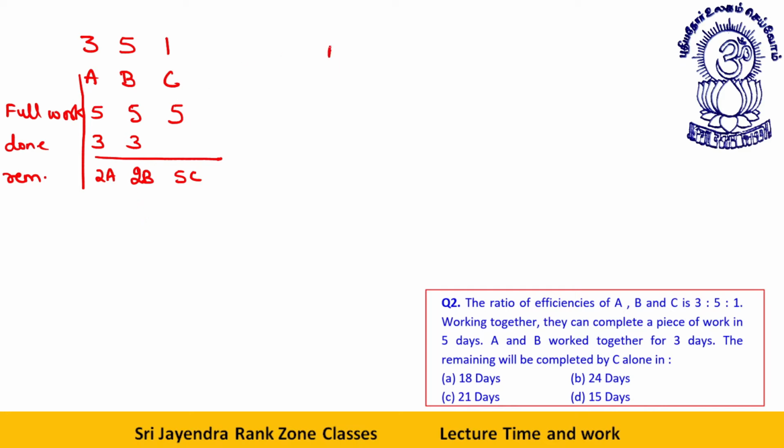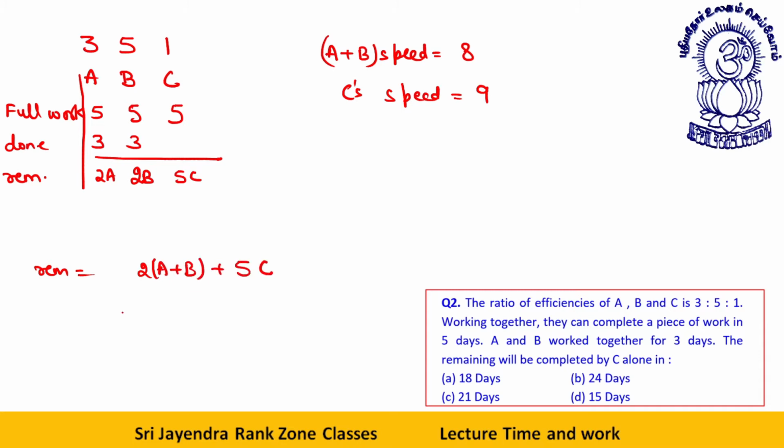Now let's talk about speed. A plus B speed is how much? Combined speed is 8. C speed is 1. So the speed of A plus B is 8 times the speed of C. So remaining work is twice of A plus B plus 5C, or I can say twice of A plus B is equal to 8C. C speed is 1.